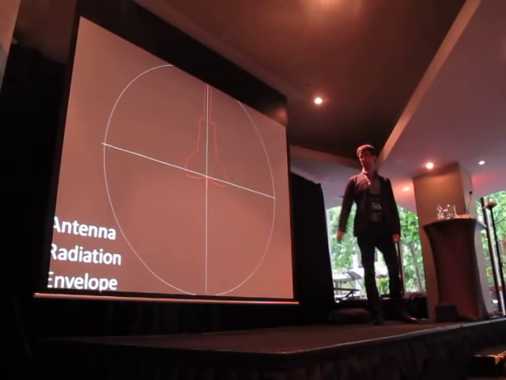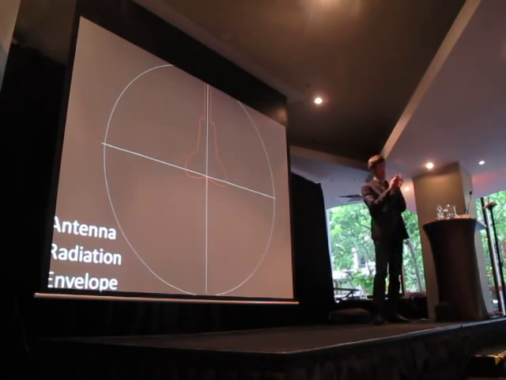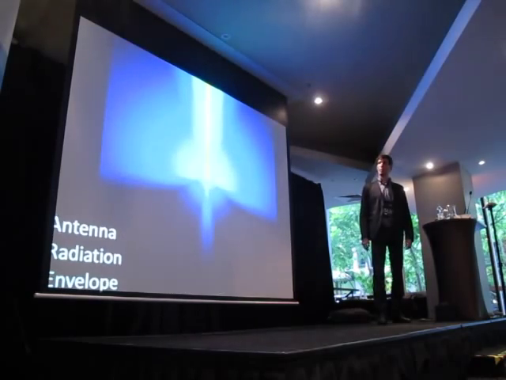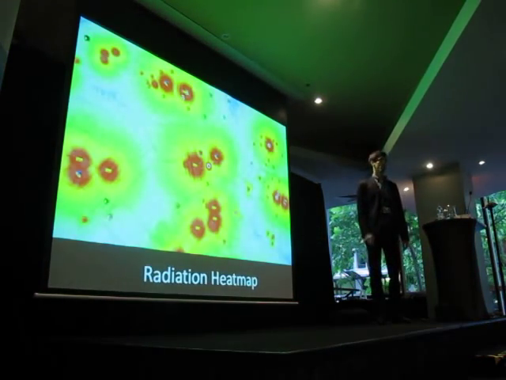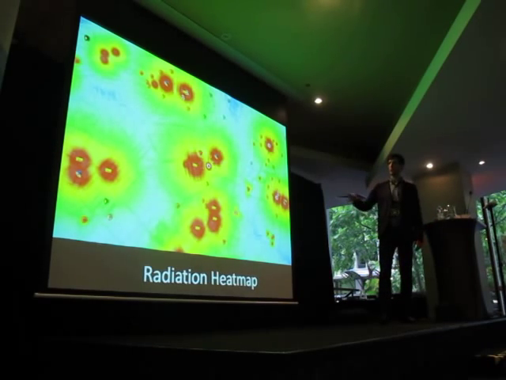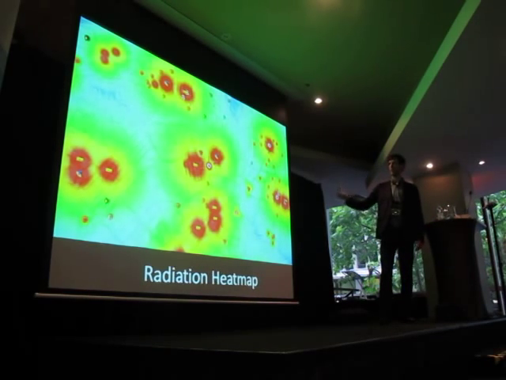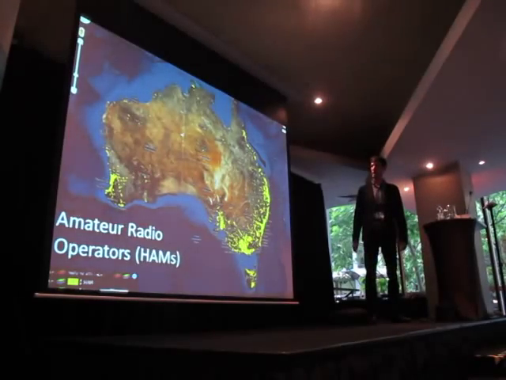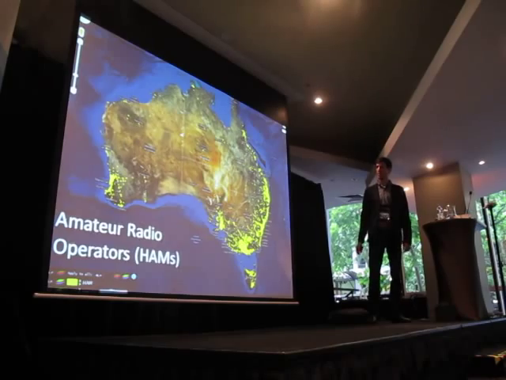Once you actually get all that antenna information and look at the radiation profile, this is a directional antenna. You can make pretty graphics, and then you can apply it to the map. So this is actually my neighborhood, and it's like a radiation heat map. You can see where the directional stuff is, where the omni stuff is, and it's just sort of interesting to visualize that. All the amateur radio operators are on there.